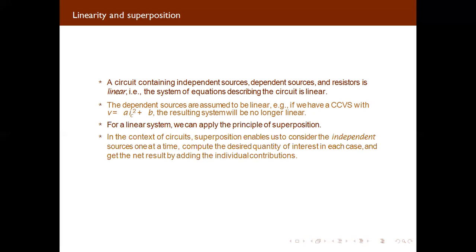So in the context of the circuit, superposition enables us to consider independent sources one at a time and compute the desired quantity of interest in each case, and get the result by adding the individual contributions. Or in a simple manner, the superposition theorem will consider only one energy source active at a time, and it will consider the remaining energy sources: a voltage source is considered as a short circuit, and a current source is considered as an open circuit.